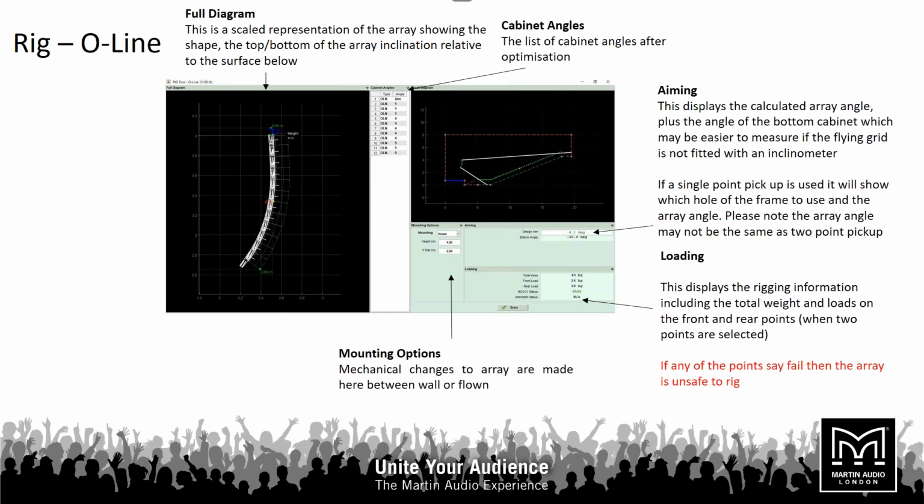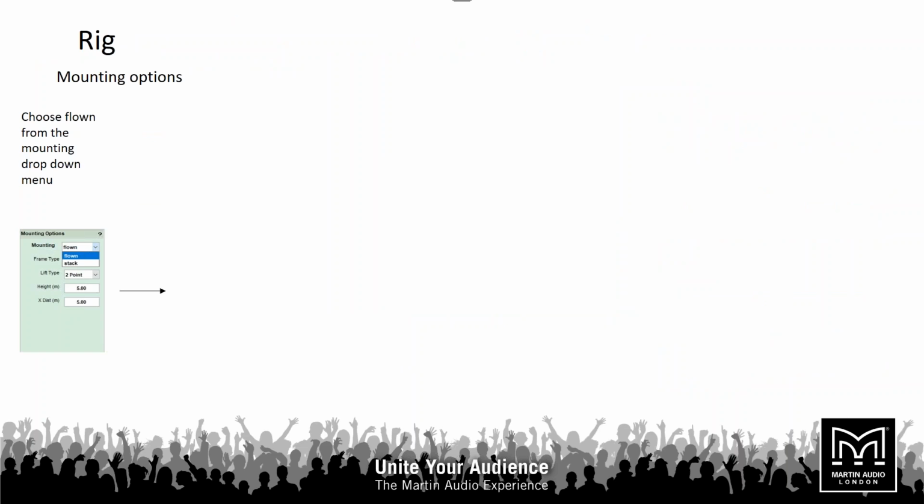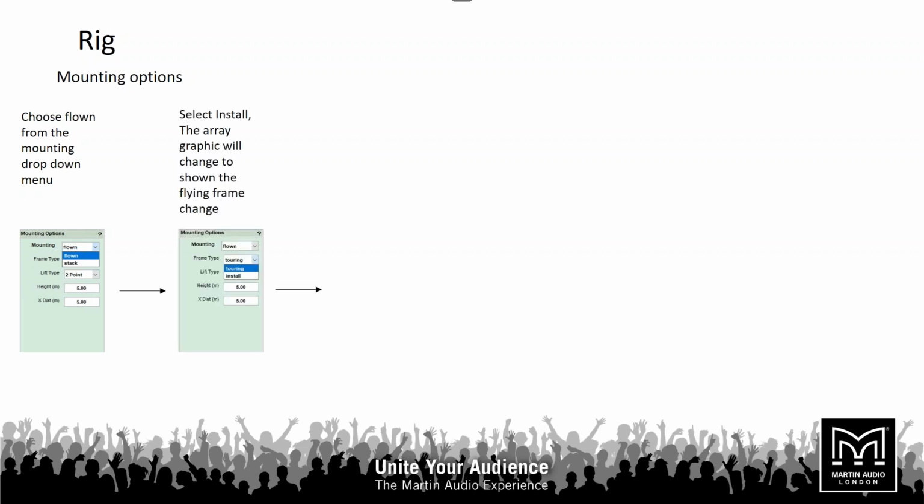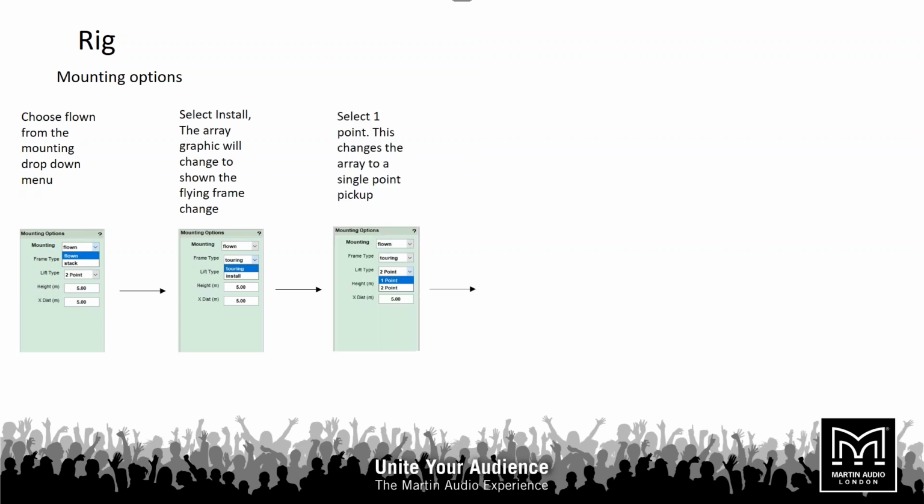And the mounting options, we can change whether we want to fly or wall mount it, the height of the array, and the X position. Again, we have the height of the flybar and the top of the array, and the tieback position for the O-line. And the rig, so we can choose from the drop-down menu whether we want to fly or mount. So we're going to keep it as flown today. And then we're going to select an install bar. The graphic will change to show the flying frame change.